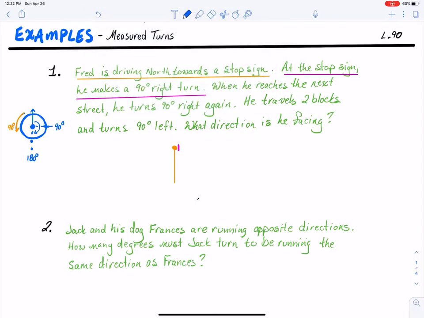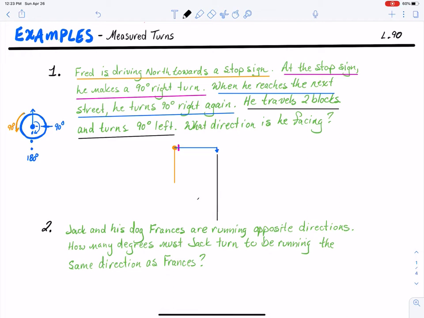Next sentence. When he reaches the next block or the next street, he turns 90 degrees right again. So he's going to the next block over, and he's making a right-hand turn. So he's facing down, towards the south. Next sentence, he travels 2 blocks. We don't know how big the blocks are, so I'm just going to assume it's twice as long. And he turns 90 degrees left. Okay, so down here, and then another bit.